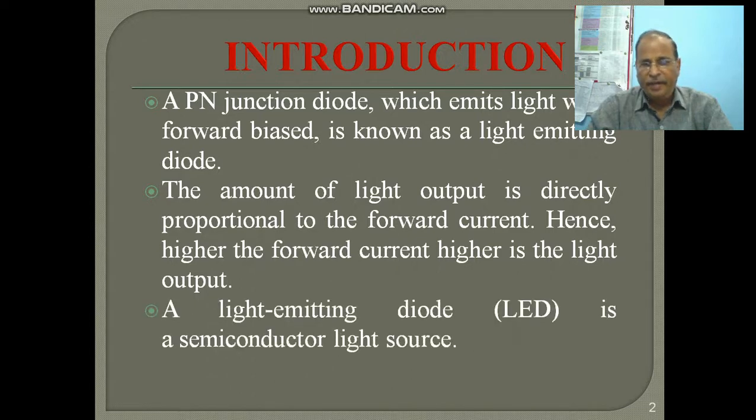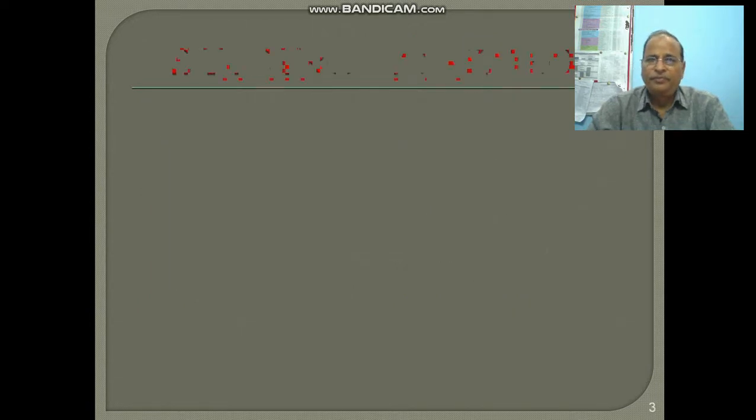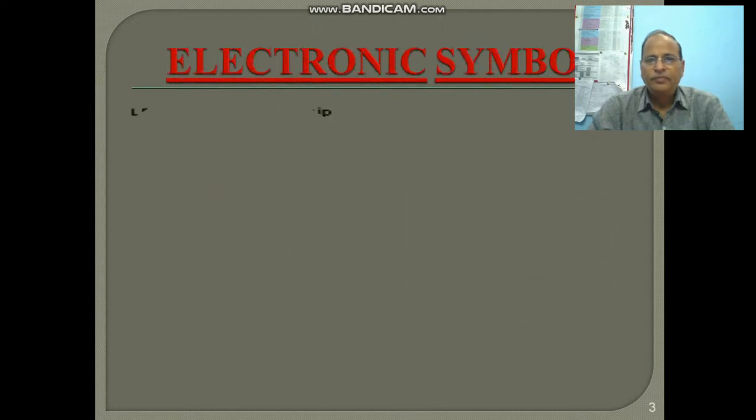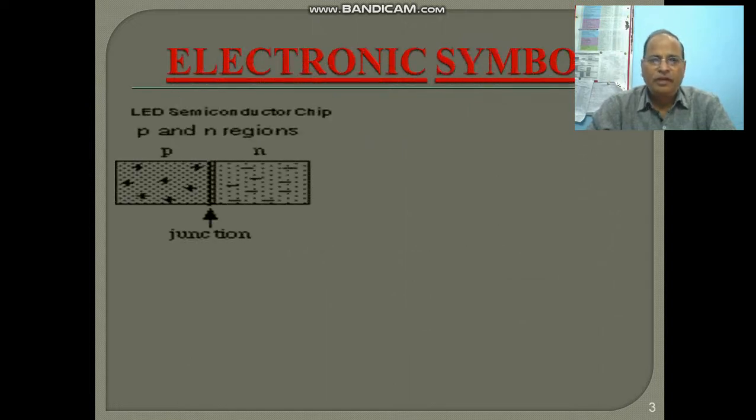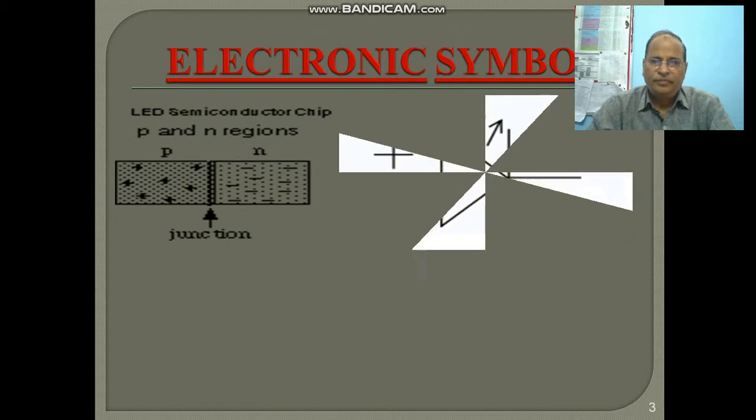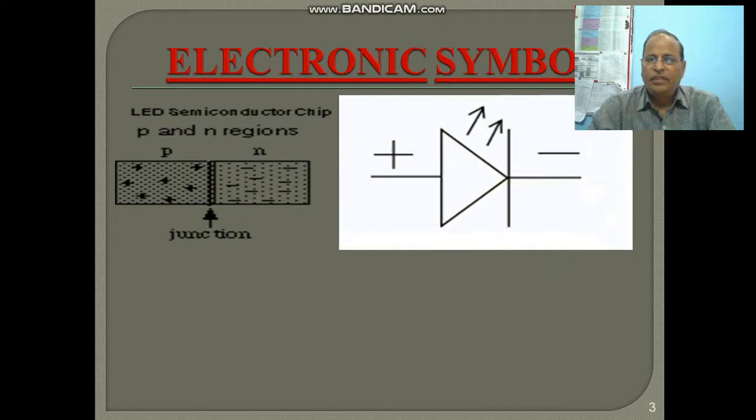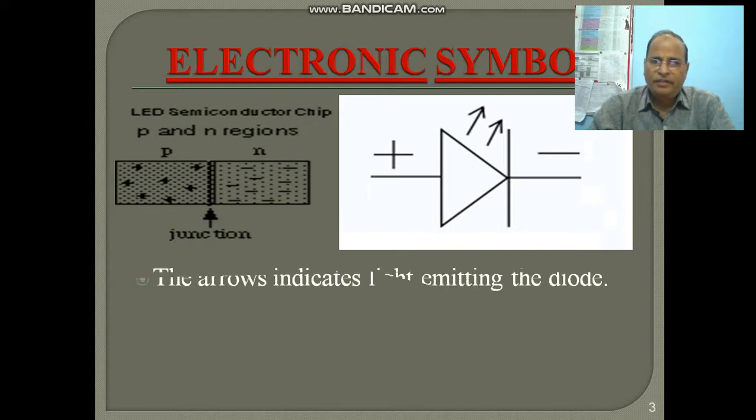A light emitting diode, LED, is a semiconductor light source. The electronic symbol is here with the PN junction. This is the general symbol. The directions given here show the outside of the light emitting.